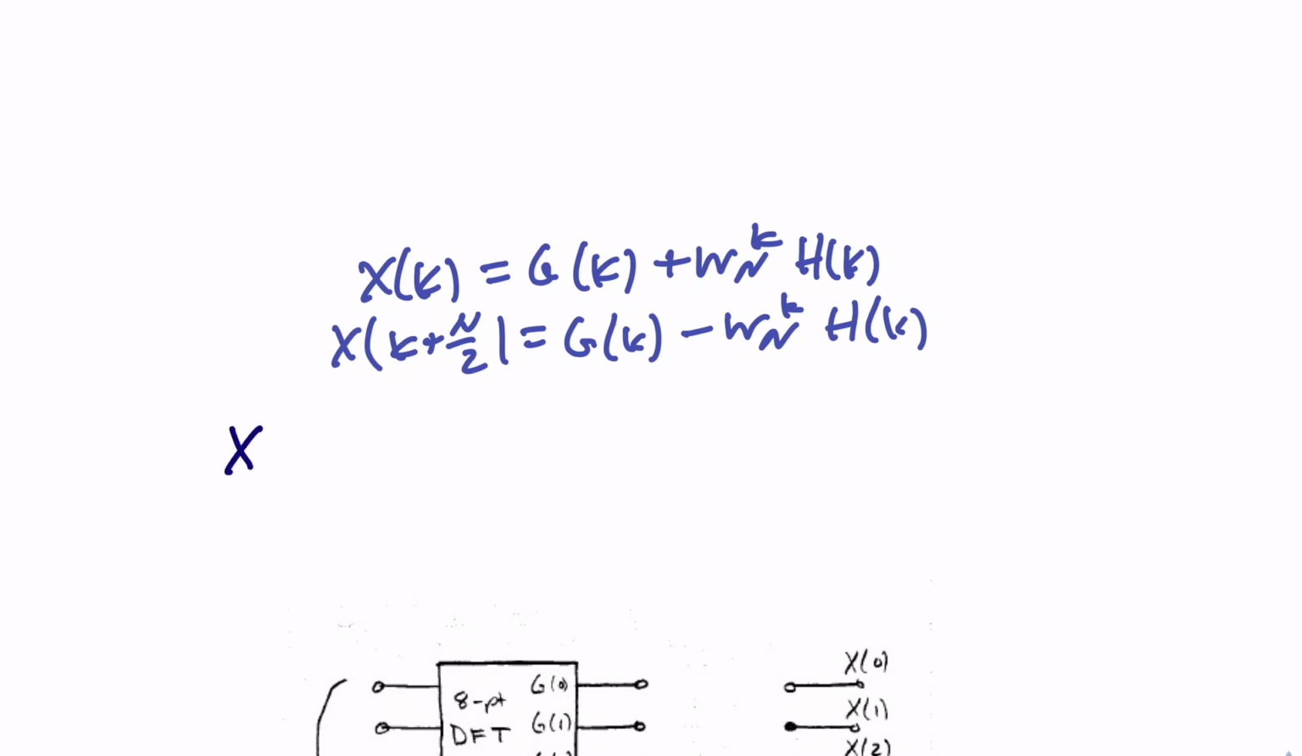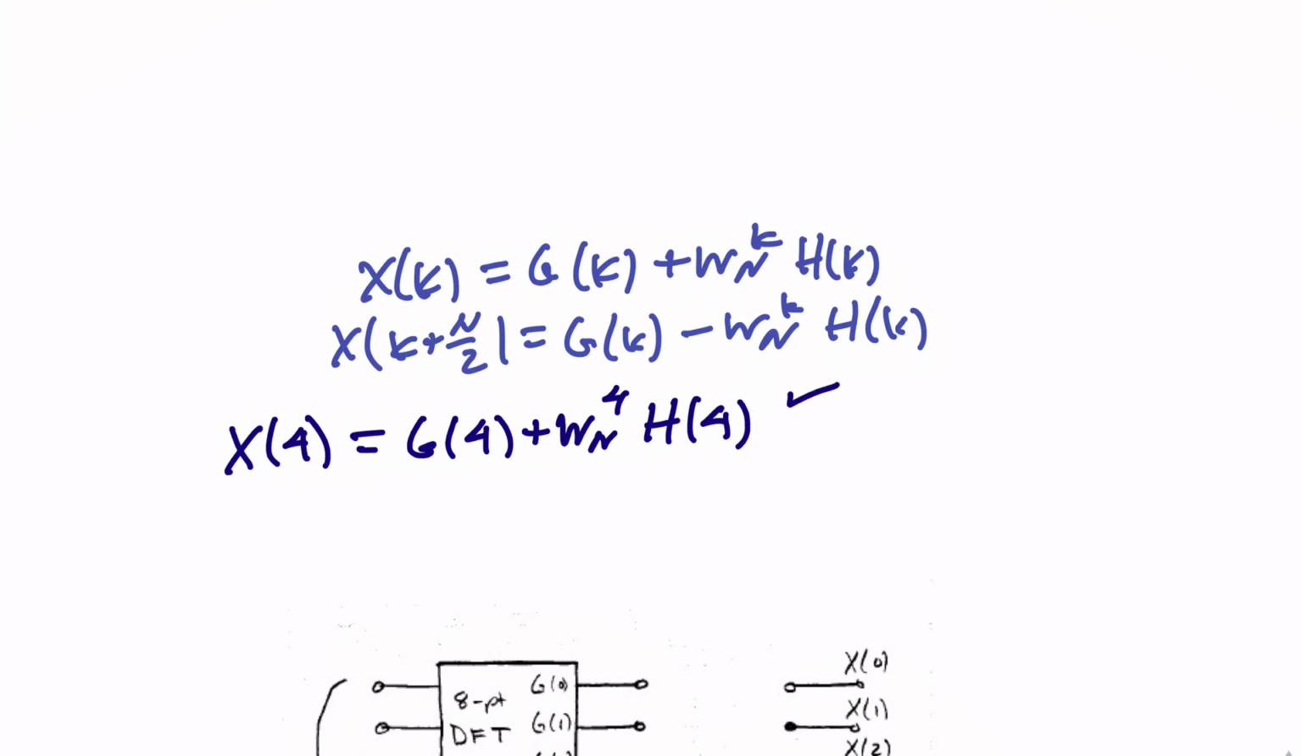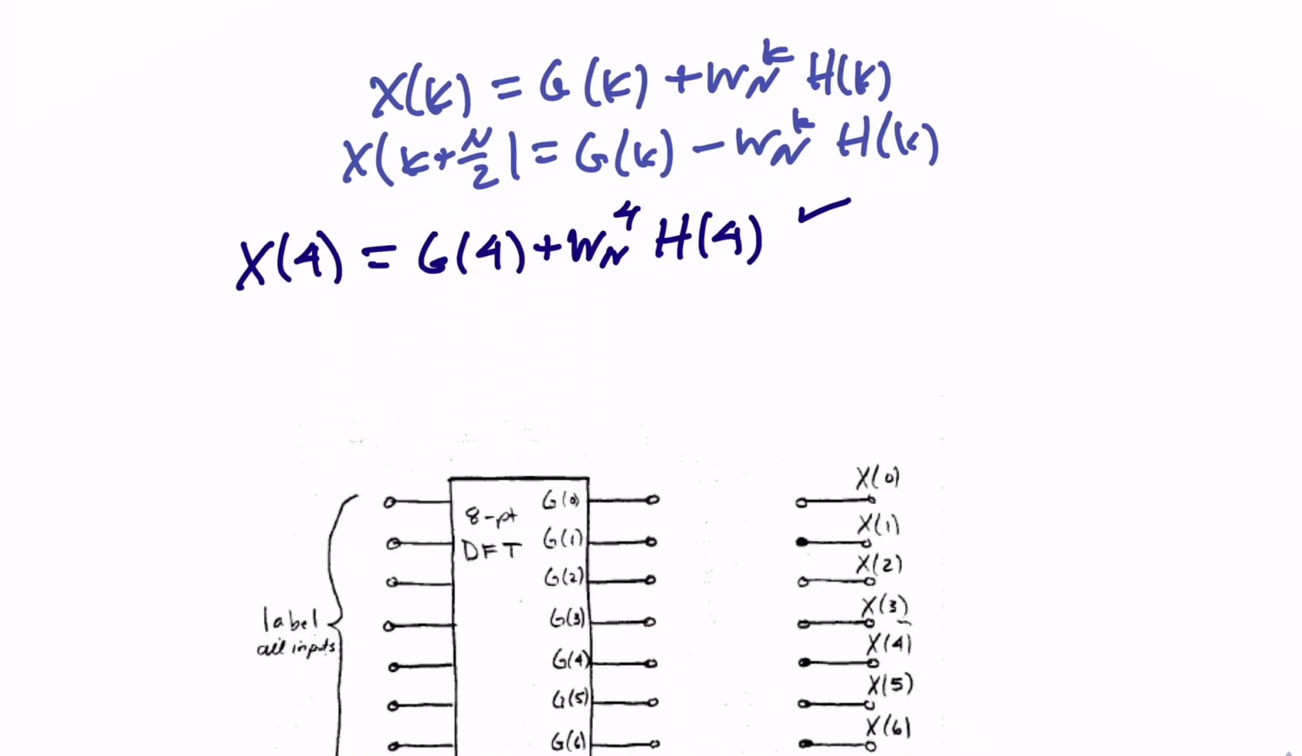If I'm going to do k equal 4, there would be a 4 there. K is equal to 4. G of 4 plus Wn4 H of 4. So I need to make a signal diagram for this equation. Okay, so I'm going to do that. I'm going to choose orange.